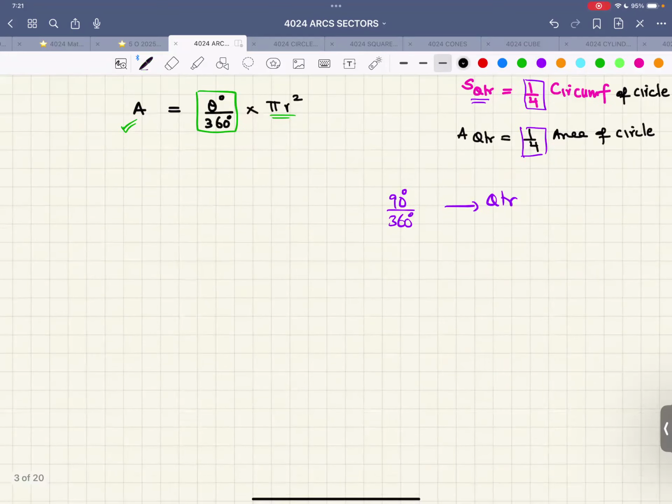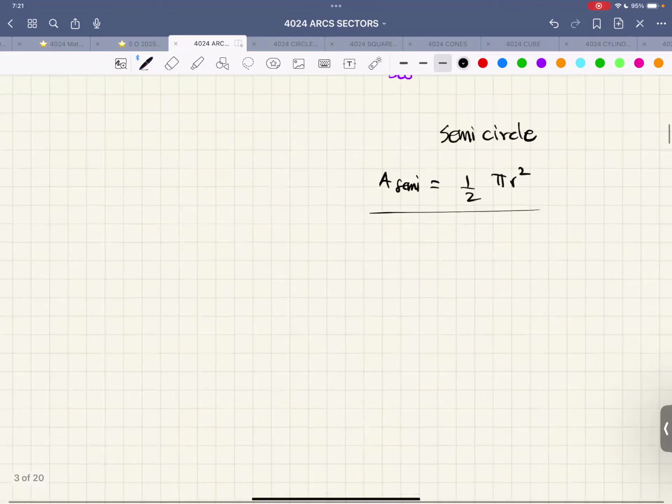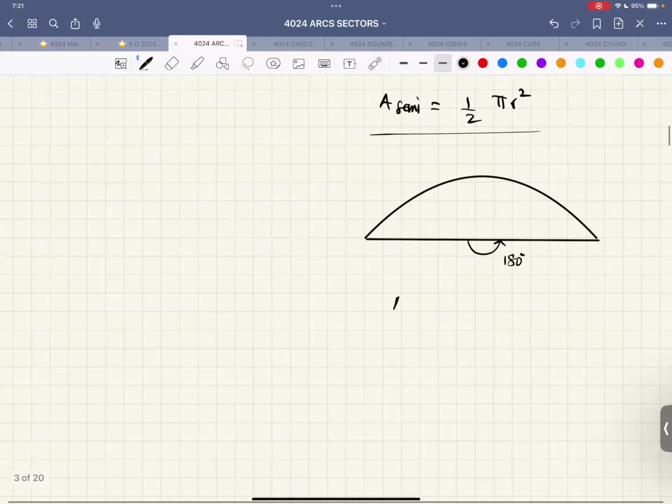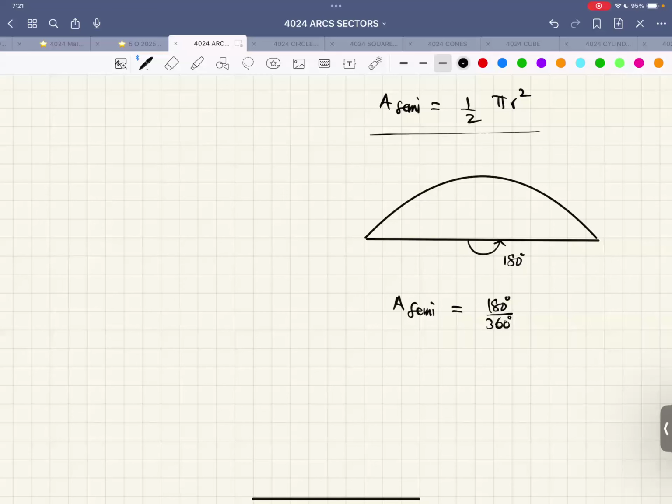If, for example, I was talking about a semicircle, the area of a semicircle is half pi r square. How do you think this came along? If I draw an arc like this, just ignore the shape, and this angle is 180 degrees, then the area of the semicircle is 180 degrees divided by 360 degrees times pi r square. That's how you get the area of a semicircle. All good, all clear?